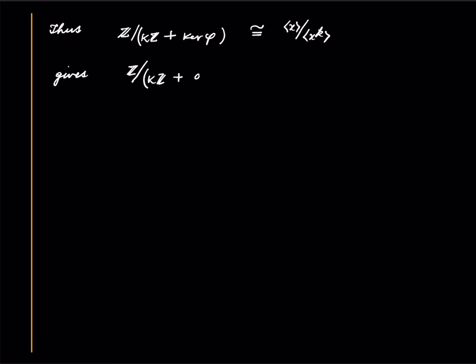So thus, this isomorphism, kZ plus kernel phi, gives an isomorphism from Z mod (kZ plus order of x Z) to this quotient. But now we use the fact that the divider, so to say, is GCD of k and order of x, as we recalled in the beginning of the lecture.